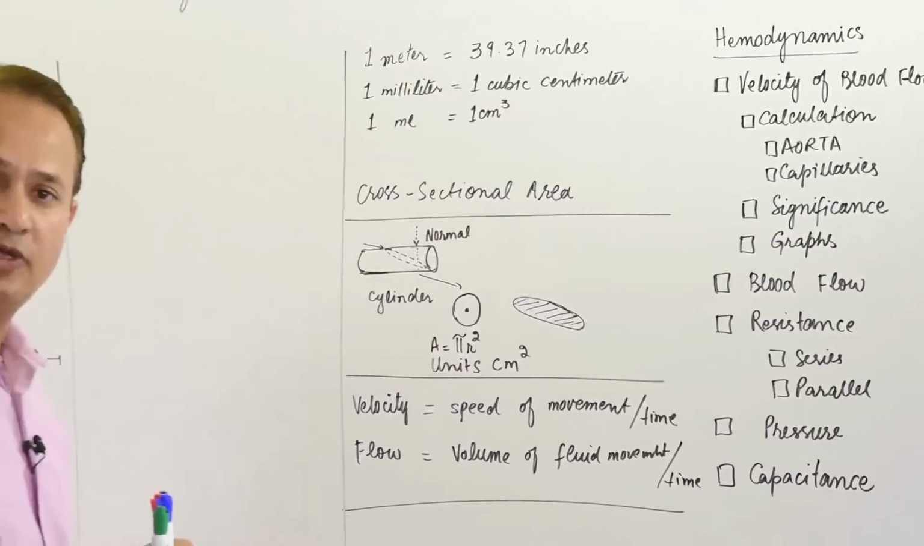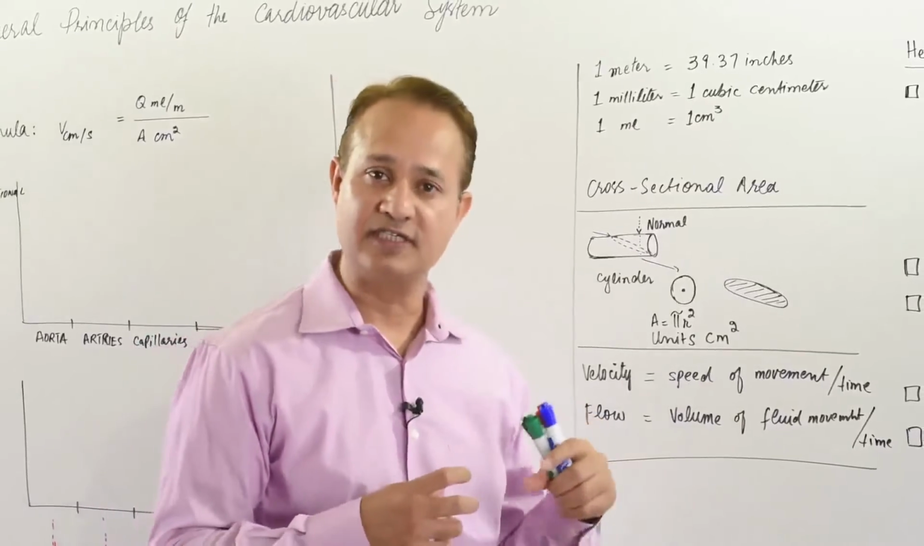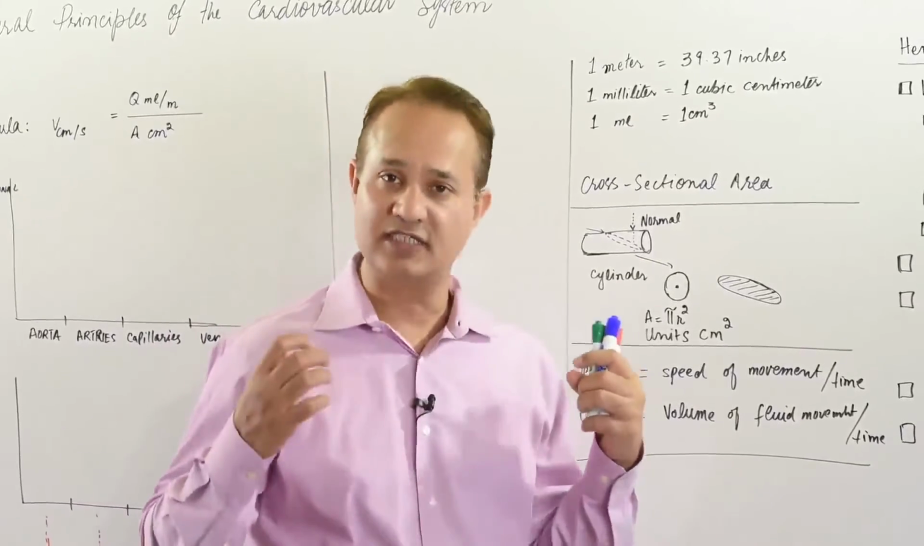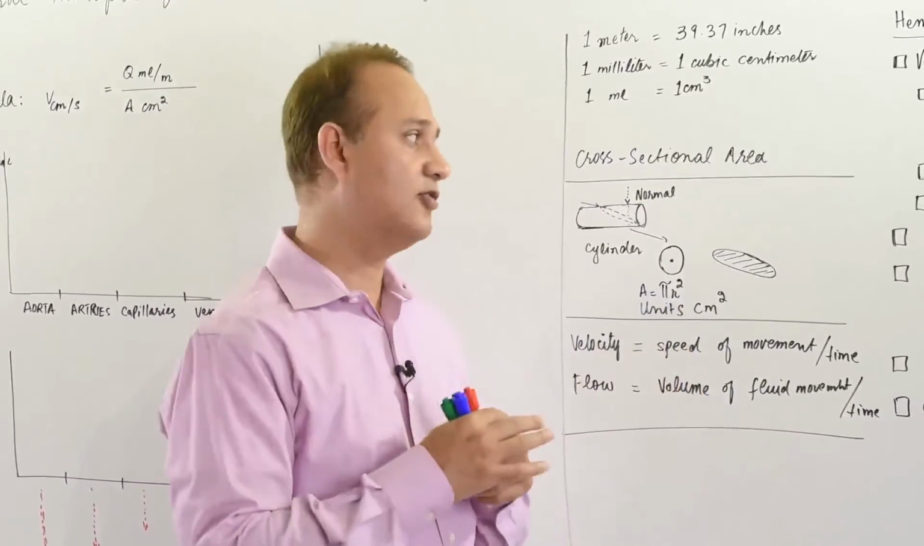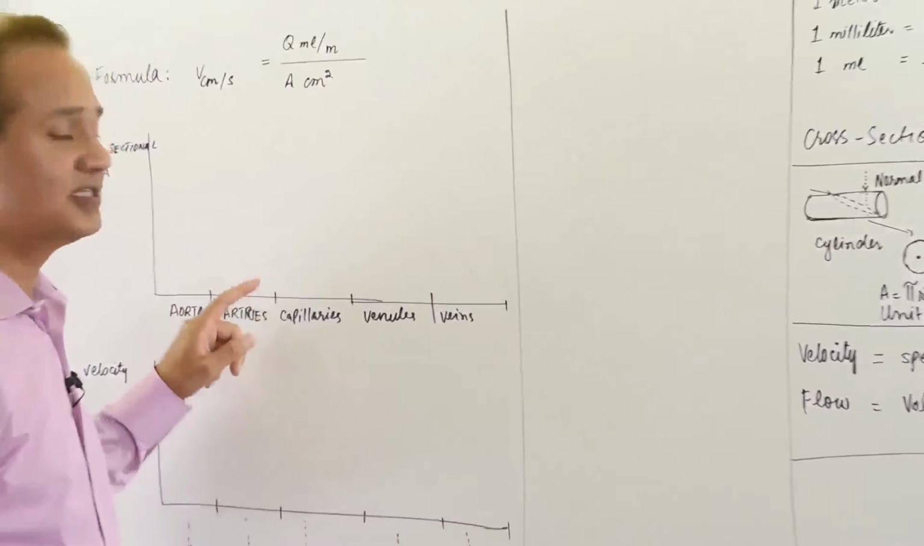We'll talk about the formula to calculate the velocity. We'll talk about the velocity in aorta versus capillaries. We'll also talk about the significance of the velocity of the blood flow and the graphs that can actually appear in various tests. This is really important.